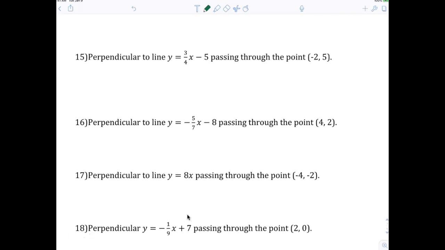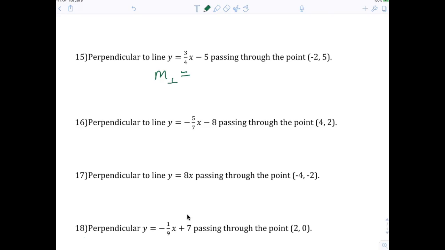Number 15, I have perpendicular. All right, stop talking now. I'm going to write this down. Slope. What do you think this symbol means? Slope of the perpendicular. Someone tell me what the slope of the perpendicular is. Go. -5/7. Are we on number 15?